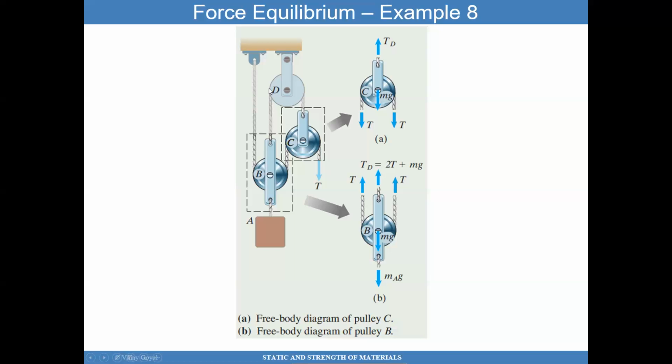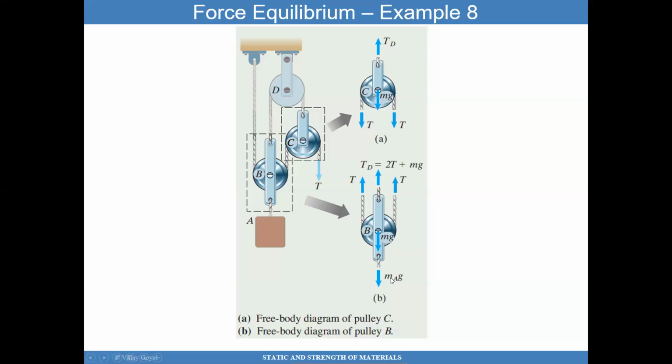TD was found to be 2T plus mg, and that's also acting on this cut right here, equal and opposite. So I have this. I know the mass of that object, which is m_A times g, and I know the mass of the pulley system, which is mg. So all I have to do now is add all the forces in the y direction. There are no forces in the x direction, so that should be a fairly simple task.